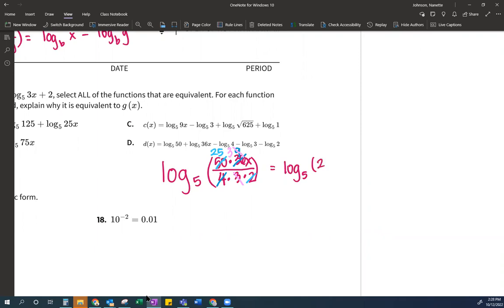I know what 25 times 3 is. It's 75. I don't want to write it like that because my log base 5 works so well together with that 25. Log base 5 of 25, I know what that is, right?